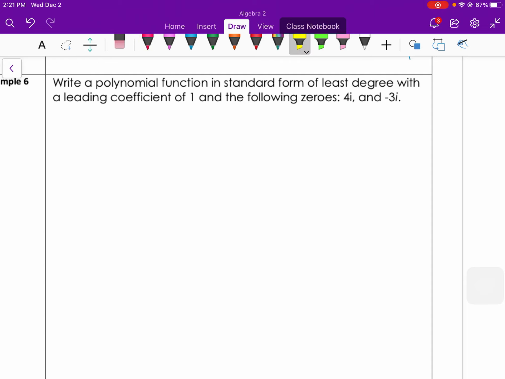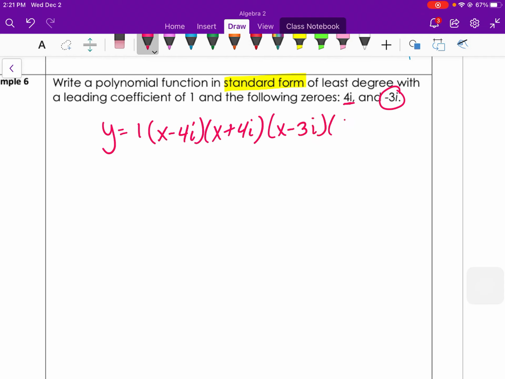Polynomial function, we want in standard form again. Least degree, leading coefficient of 1. So y equals 1, and 4i is a solution. That means that you have both roots. So if you have a positive 4i, you have an x minus 4i and an x plus 4i. They always come in pairs. And then this one, it comes in pairs too. So I'm going to have the x minus 3i and the x plus 3i.